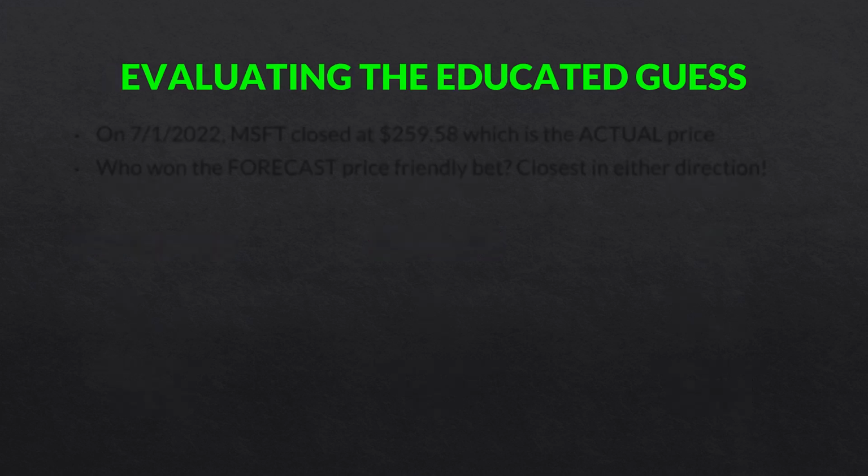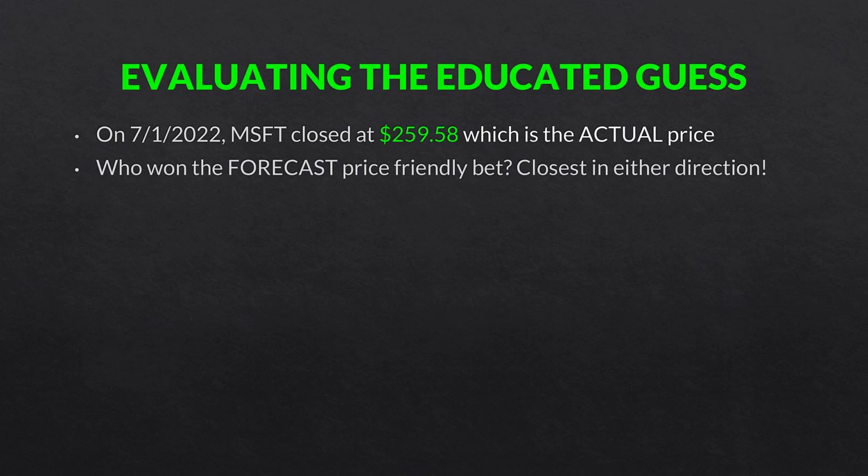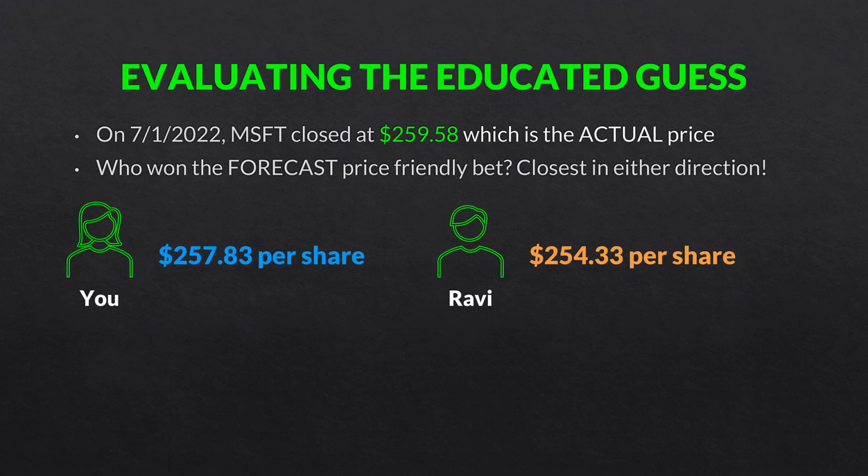Next, let's evaluate your educated guesses, your friendly bet. On Friday, July 1st, 2022, Microsoft closed at $259.58, which is the actual price you were forecasting into. So who won the forecast price friendly bet? Closest in either direction. Positive or negative, doesn't matter. Whoever was closest. So your forecast, your guess, was $257.83. Ravi's was $254.33 per share. So the actual stock price on that Friday was $259.58.